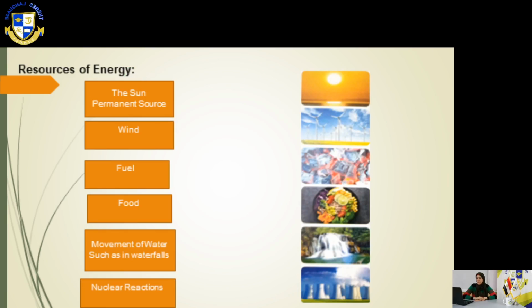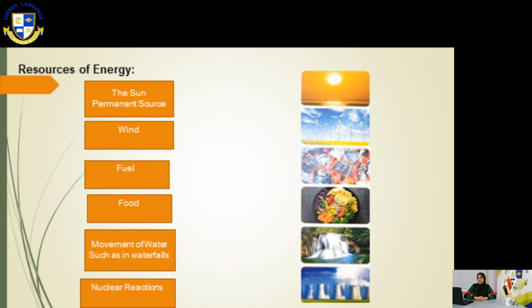Slide 5. We'll talk about resources of energy. The sun is the main source of energy, or the permanent source. Also the wind, the fuel, the food, movement of water such as in waterfalls, and nuclear reactions.